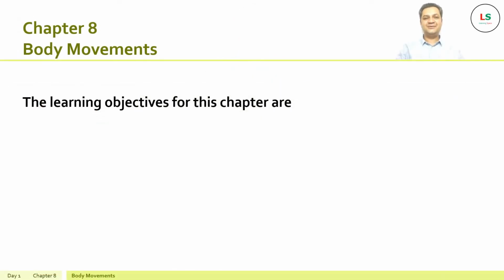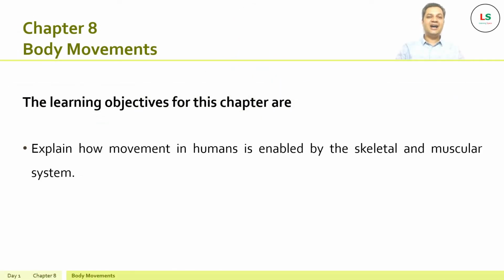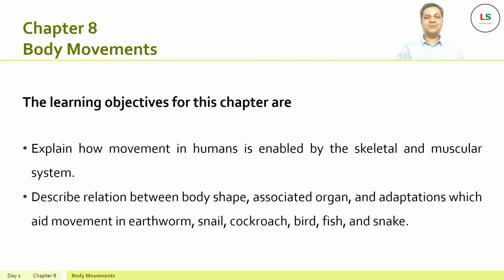The learning objectives for this chapter are: explain how movement in humans is enabled by the skeletal and muscular system. Describe the relation between body shape, associated organ, and adaptations which aid movement in earthworm, snail, cockroach, bird, fish, and snake.